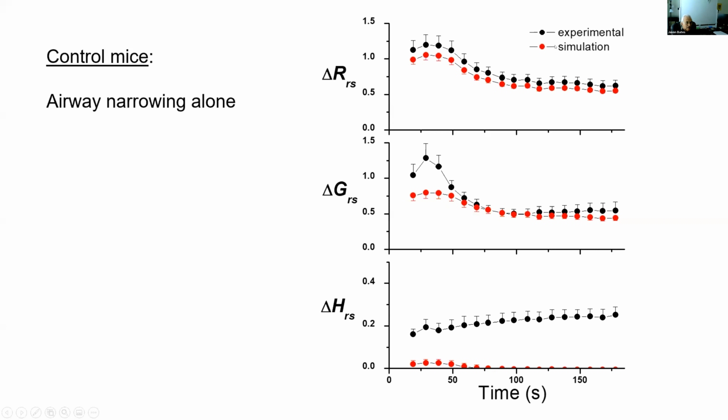So the simulation in red, experimental lab observations in black. But when I did that, I found that, first of all, G wasn't too bad. The tissue resistance wasn't too bad, although it missed the peak. But the model failed miserably when it came to looking at the stiffness. The stiffness went up in the control animals, didn't change in the model. And why would it have? Because there's nothing in the model that would change stiffness.